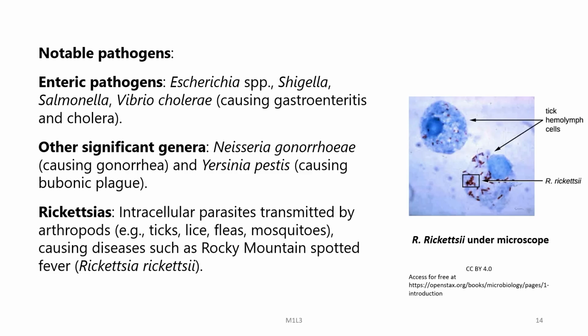And other significant genera are Neisseria gonorrhoeae, which causes gonorrhea, and Yersinia pestis, which causes bubonic plague. Then you have Rickettsias. These are intracellular parasites transmitted by arthropods like ticks, lice, fleas, mosquitoes, causing diseases such as Rocky Mountain spotted fever.